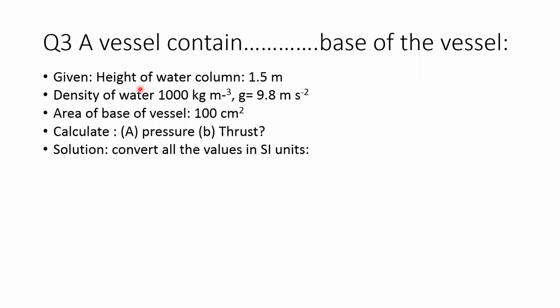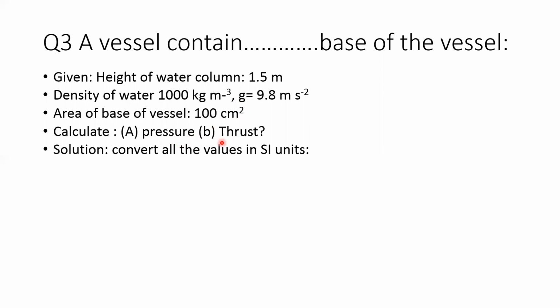So what is given here, height of the water column is 1.5 meter. It is already in the SI units. Density of water is 1000 kilogram per meter cube. It is also already in the SI units. Value of acceleration due to gravity is 9.8 meter per second square. This is also in SI units. Area of base of the vessel is 100 centimeter square. Now this is not in the SI units. So first of all, you have to convert this in SI unit, then you calculate the pressure and the thrust.